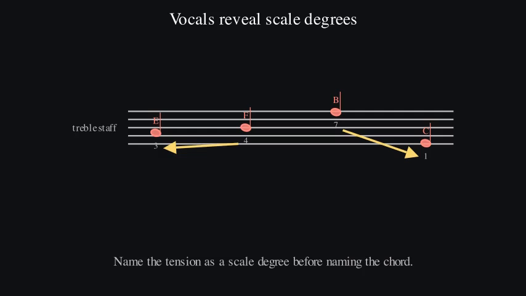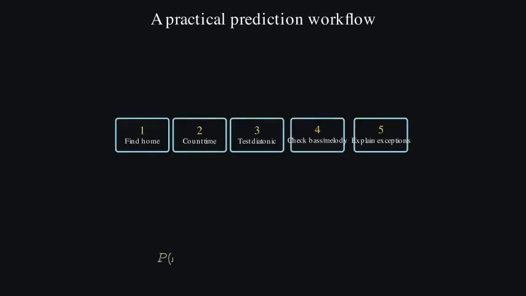Here is the practical workflow. First, find the tonal center by listening for home. Second, mark the meter and section boundaries. Third, test the diatonic chords in the key. Fourth, use bass and melody to confirm or reject each chord. Fifth, explain exceptions: borrowed chords, secondary dominants, modal mixture, blues notes, or chromatic approach chords. Let us make that workflow more concrete.